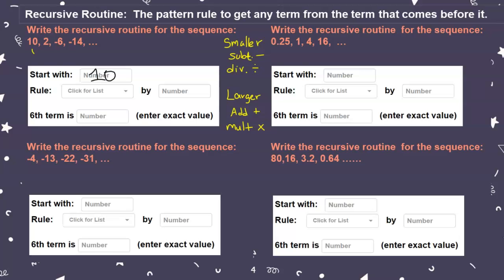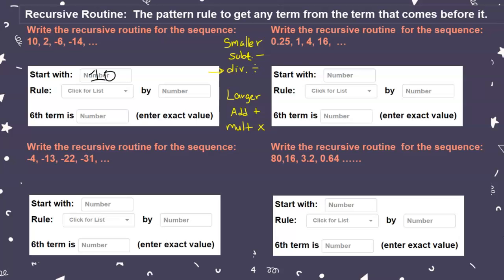Now that you've taken a moment, 2 thoughts come across my mind. To get from 10 to 2, maybe it's dividing by 5. 10 divided by 5 is 2, while 2 divided by 5 is not -6. So I'm getting smaller, dividing didn't work, so how about subtraction?